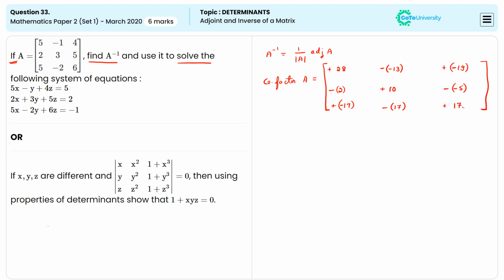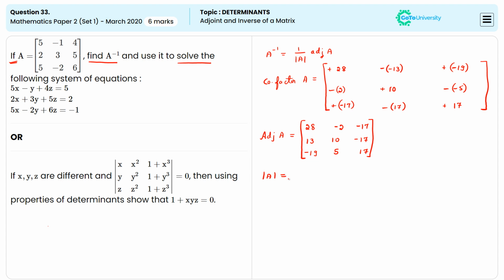So this is the cofactor. Now I need to find out adjoint. Adjoint is nothing but the transpose of this cofactor. So I'll take this out as 28, 13, minus 19, and minus 2, 10, and plus 5, negative 17, negative 17, and 17. Now let's find the value of determinant A.